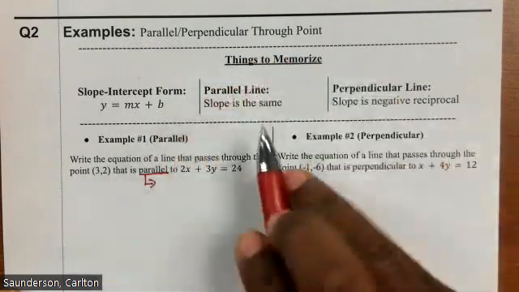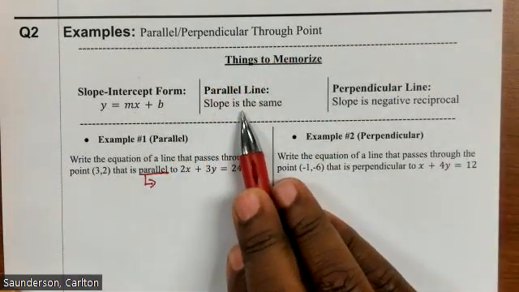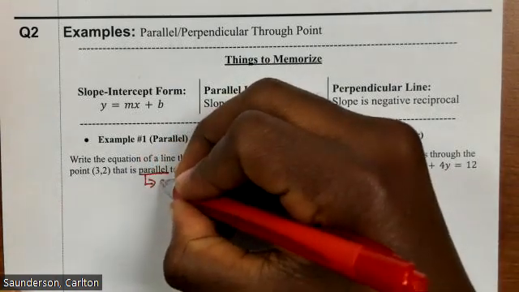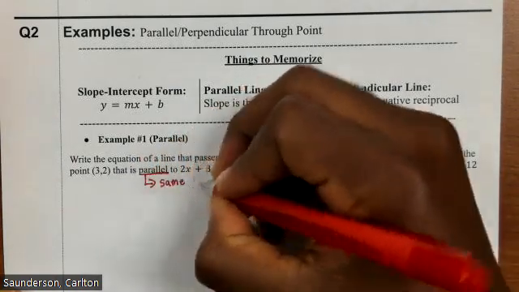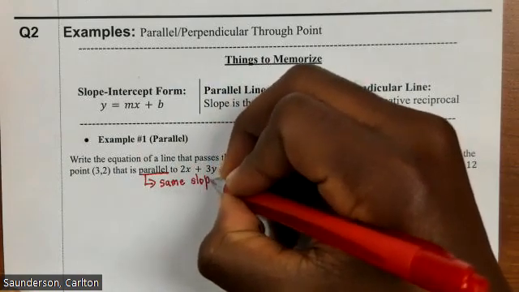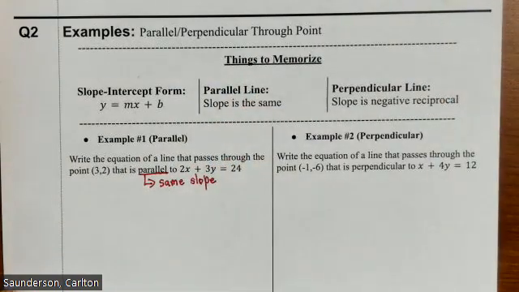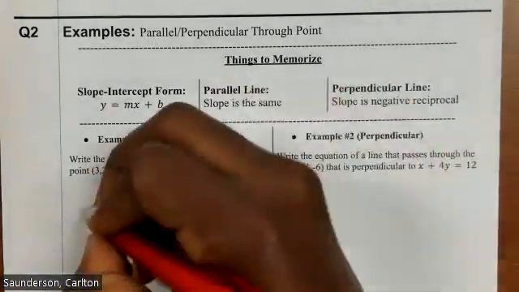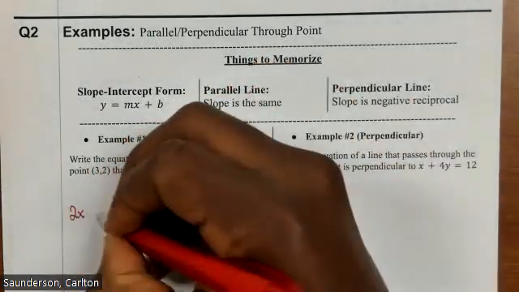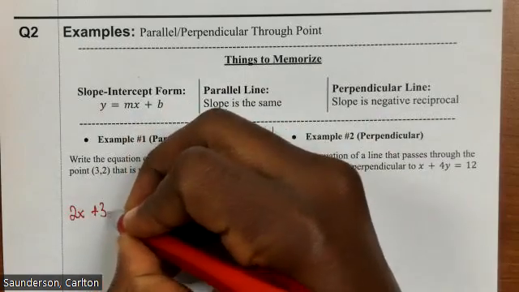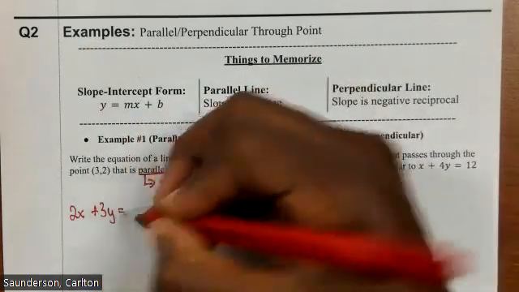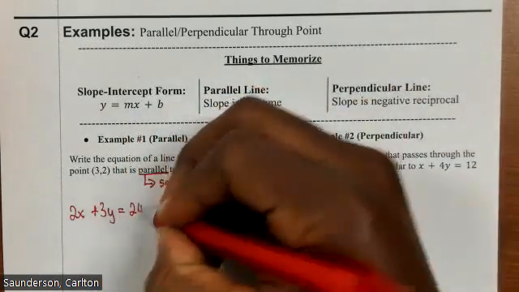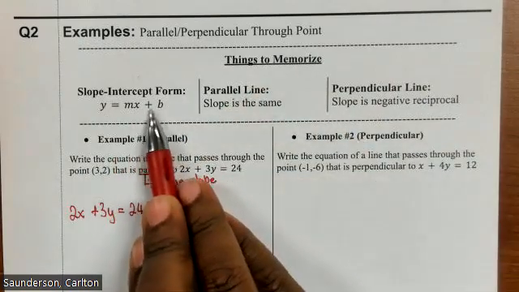We know that parallel means that they have the same slope. However, we don't know what our slope is, so I'm going to need to find it. Let me rewrite my equation and convert it into slope-intercept form. And slope-intercept form is what, guys? It's y = mx + b.